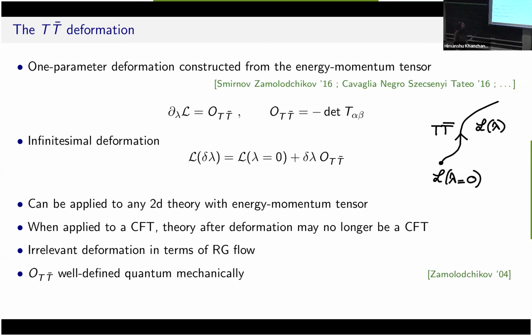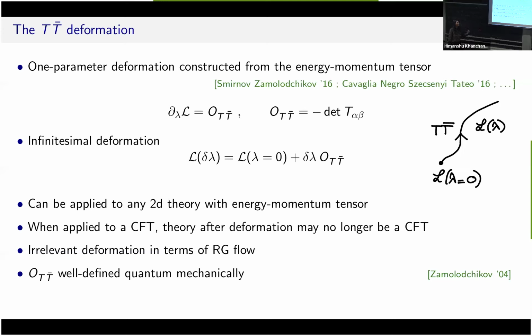Some properties of this type of deformation. As I already mentioned, it can be applied to any two-dimensional theory with an energy momentum tensor. Another feature is that when you apply it to a CFT, a conformal field theory, the deformed theory may no longer be a CFT. In terms of RG flow, this corresponds to an irrelevant deformation. So if you start from a theory in the IR and you start deforming with this TTbar deformation, you will flow towards the UV.